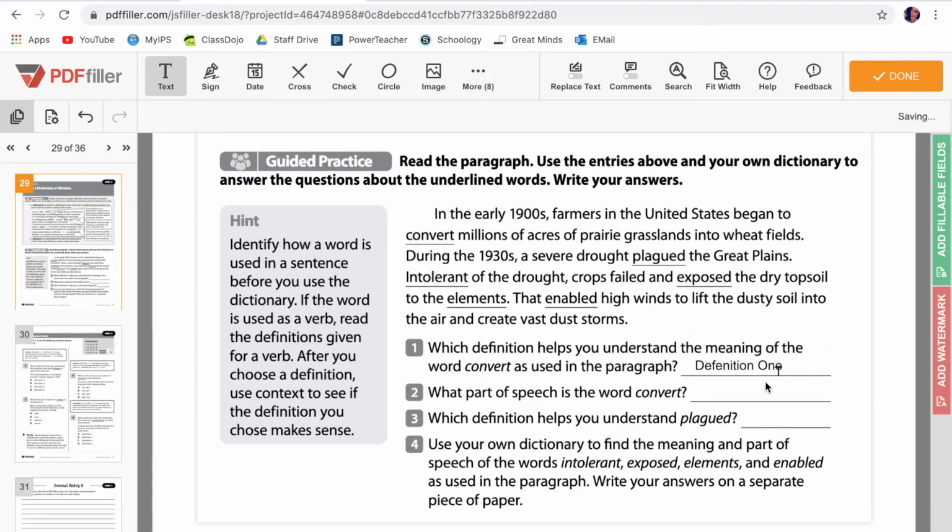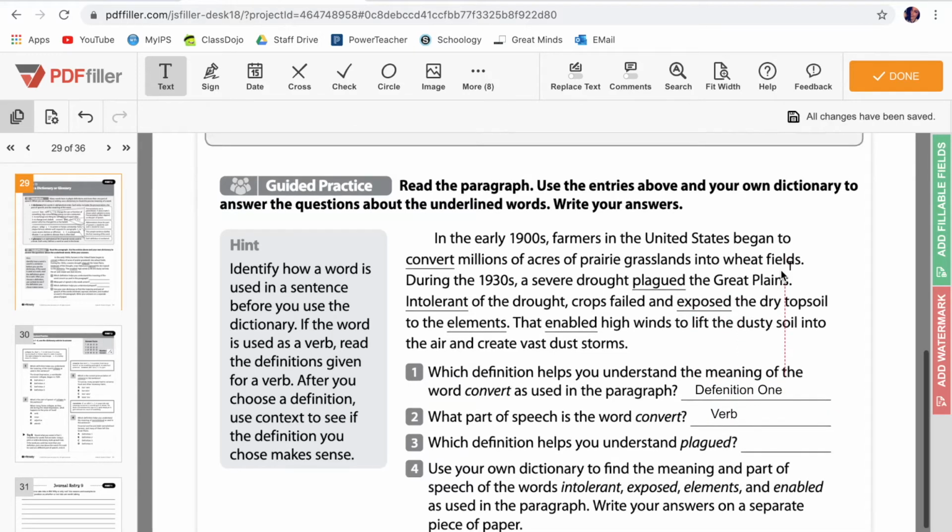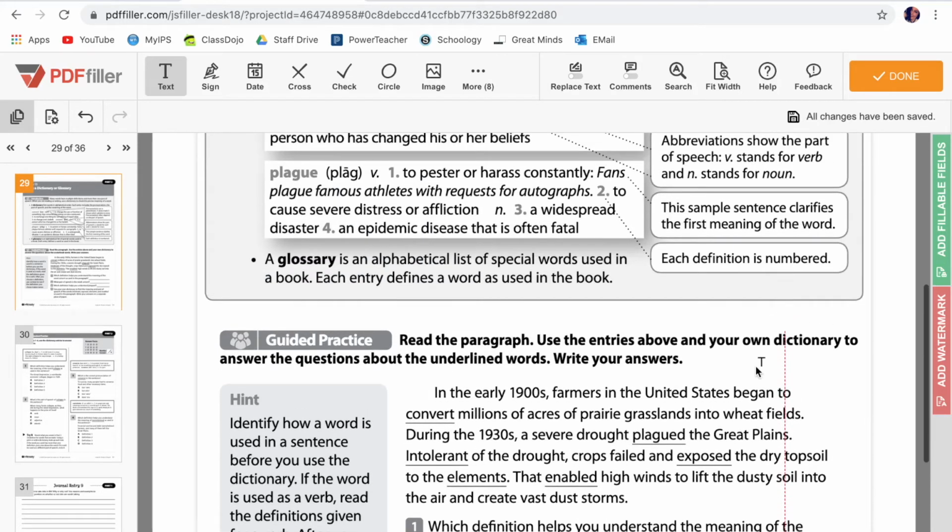So which part of speech is the word convert? Well, we already said that it's a verb, right? Because we are doing something. We're converting something. I'm having issues with my keyboard here. Verb. There we go. Which definition helps you understand plagued? So during the 1930s, a severe drought plagued the Great Plains. Well, is plague a noun or a verb here?